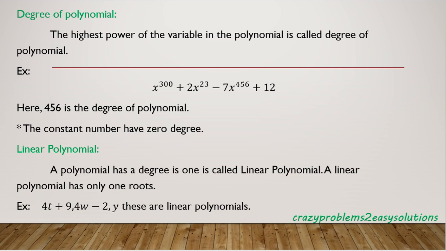Next, linear polynomial. A polynomial of degree 1 is called a linear polynomial. For example, 4t is a linear polynomial because the degree value is 1, or else 4w minus 2 is also a linear polynomial. A linear polynomial has only one root, or zero.